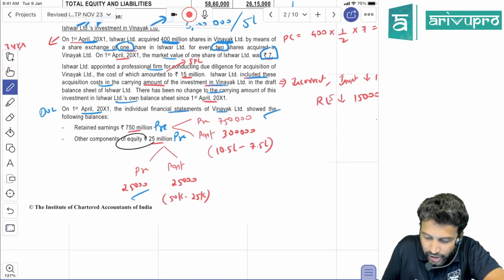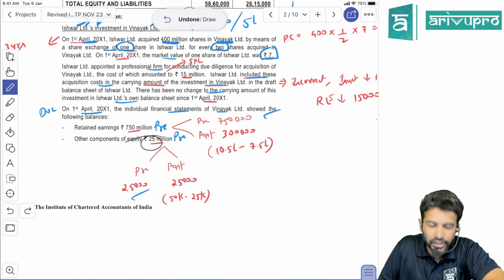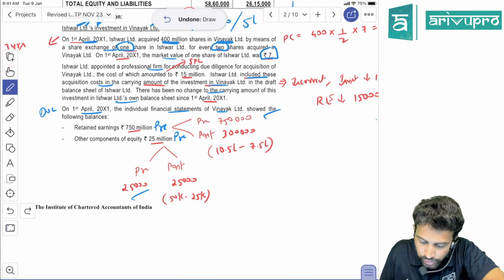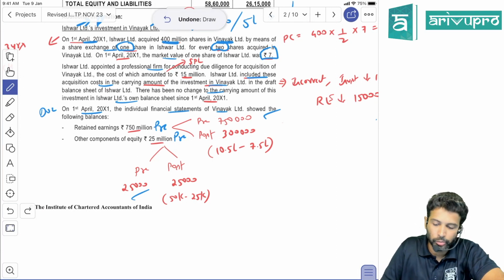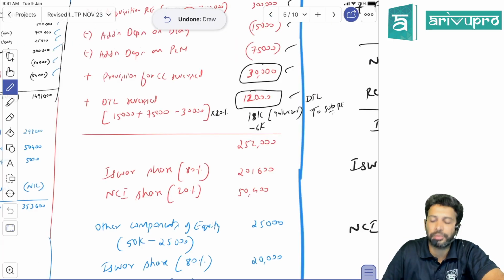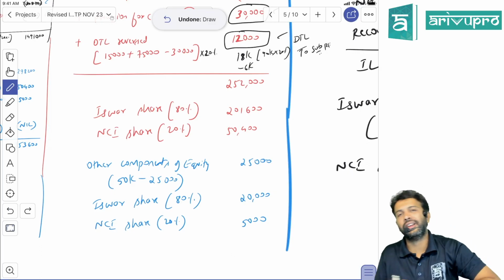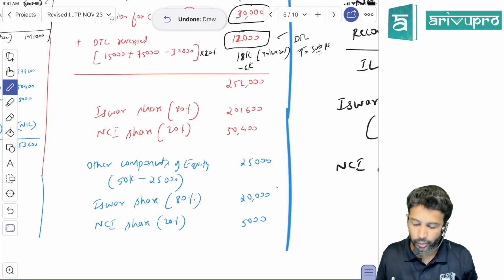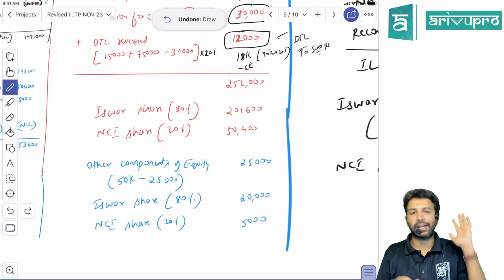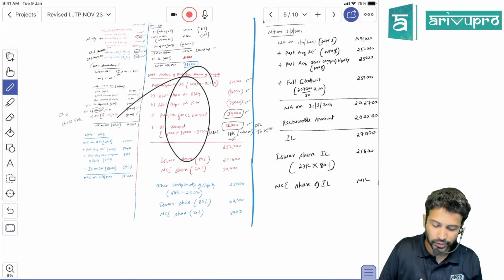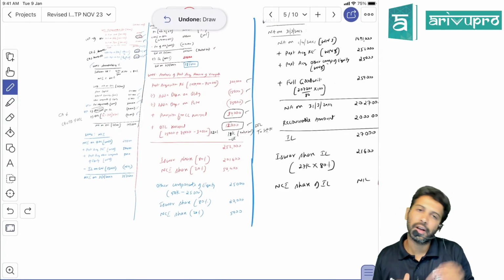Here they had some other components of equity, 25 million. This 25 million was already existing. We wrote it also here. 25 is pre and 25 is post. So the post acquisition other components of equity of the subsidiary company is 25,000. There is no adjustment, so directly split between parent and NCI in 80-20 ratio. 25 in 80-20 ratio will be 20,000 and 5,000 respectively. So this is your working note number 5 for analysis of post acquisition profit of the subsidiary company.